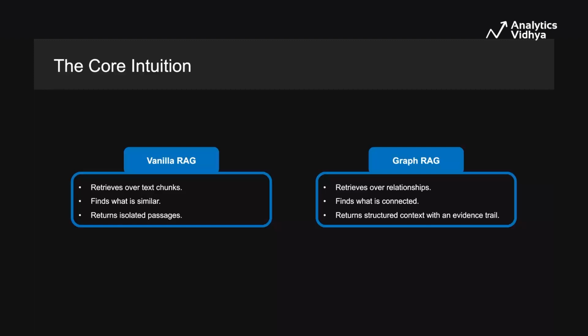Vanilla RAG retrieves over text chunks. It finds what is similar and returns isolated passages. Graph RAG retrieves over relationships. It finds what is connected and returns structured context with an evidence trail. That is it. The unit of retrieval changes from a chunk to a subgraph. Once you internalize that shift, the rest of this video will make complete sense.